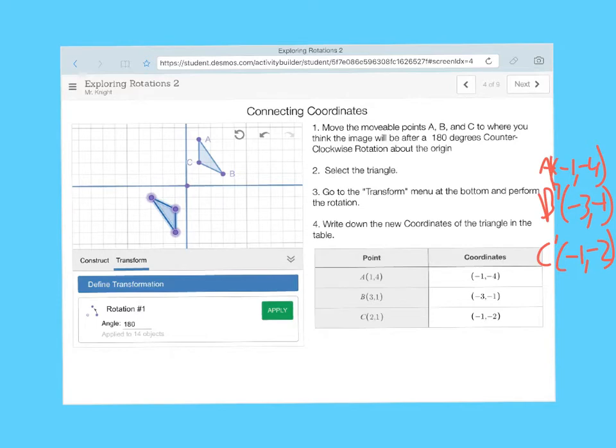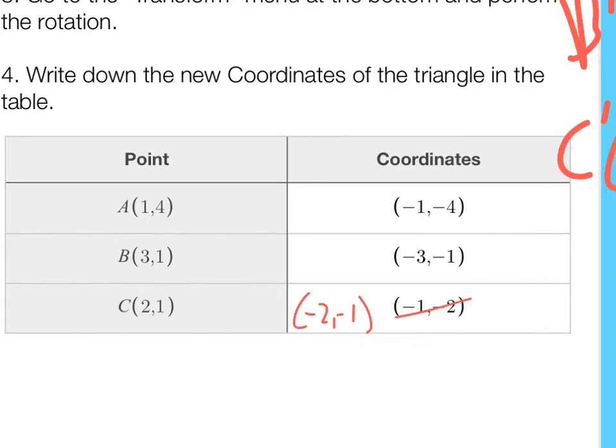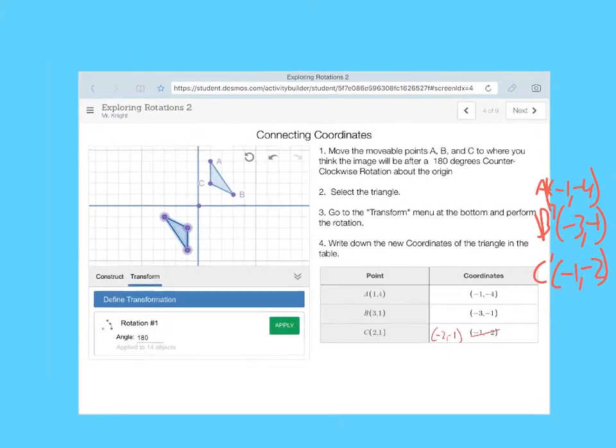So again, there's our points. So notice 1, 4 went to -1, -4. B went to -3, -1. Notice these coordinates just changed. Oops, that one's wrong, right? That one was actually -2, -1. Notice they're just opposites. So that's a 180-degree rotation there.